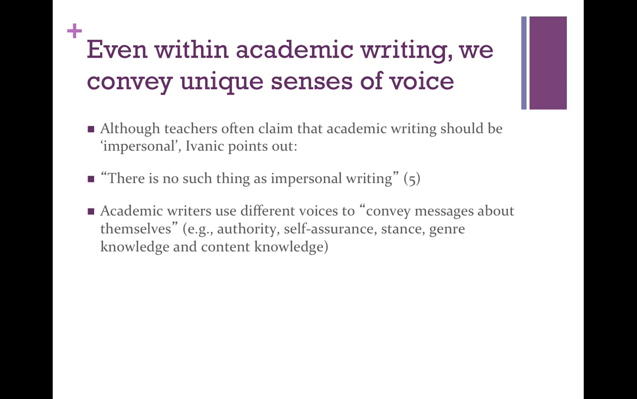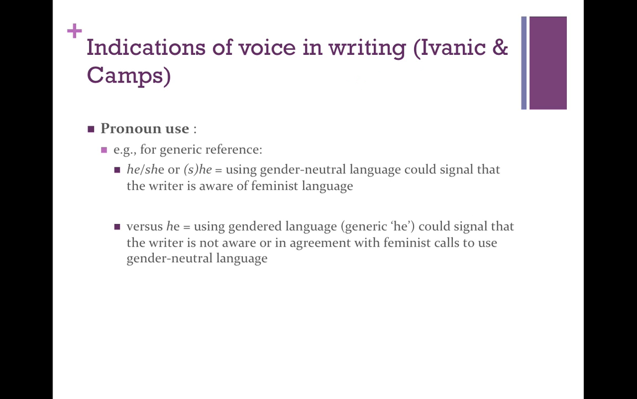Academic writers use a range of different voices to convey messages about themselves, right? They try to look really expert, or they try to look very educated, or self-assured. They might try to show that they know how to write this genre really well, or that they know a lot about the topic. Ivanich and Camps talk about some of the particular ways that academic writers convey voice.